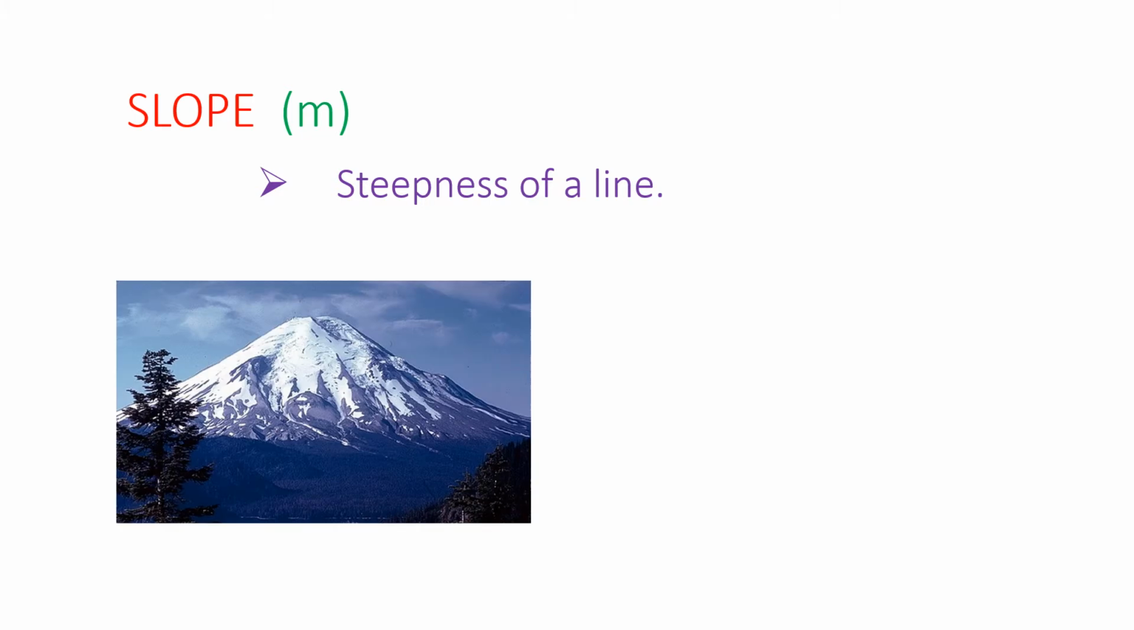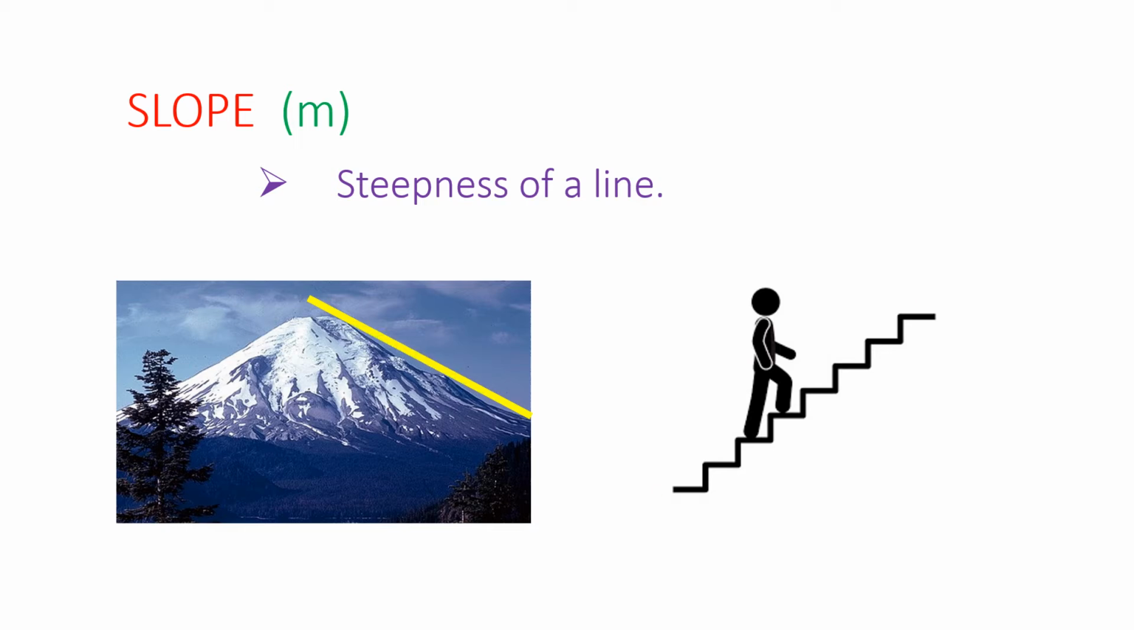Slope of a line is denoted by letter M, and it is defined as the steepness of a line. We can see that steepness in a mountain and on the stairs. So here on the mountain, that is the steepness of the line, and on the stairs, here is the steepness of the stair. The slope of a line is denoted by rise over run.